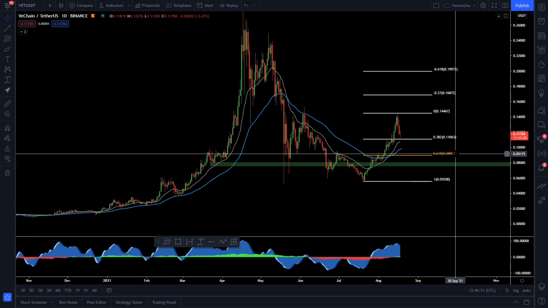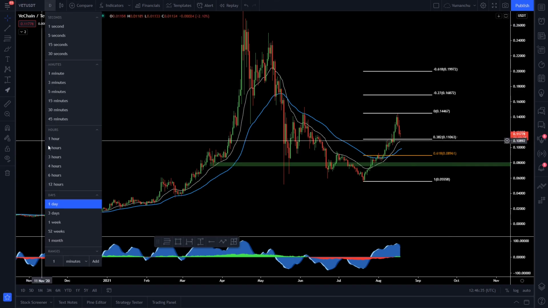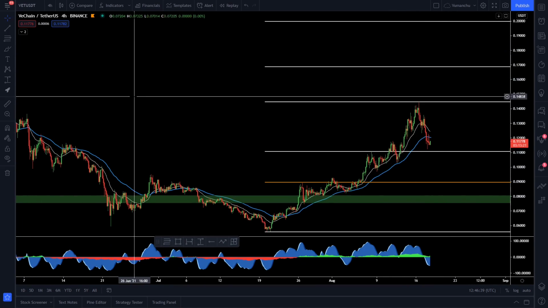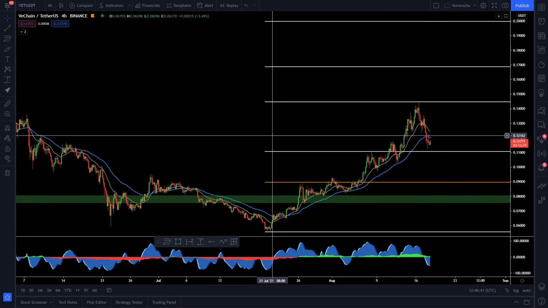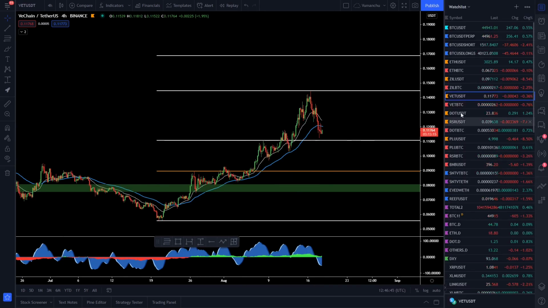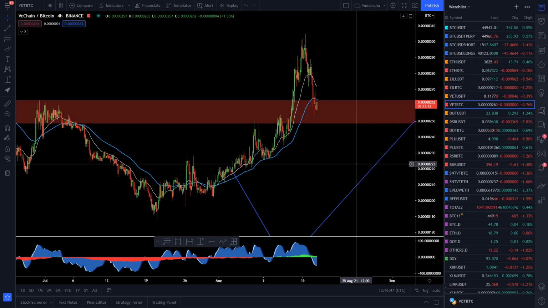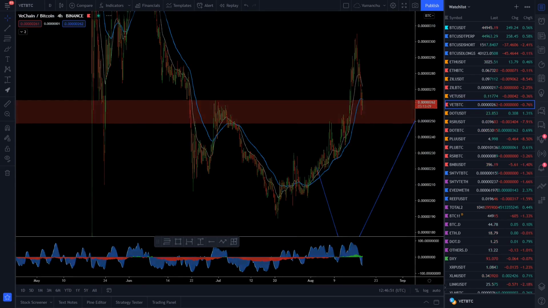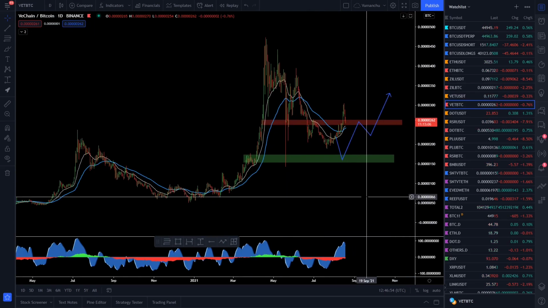I'm not going to look at any other time frames other than daily, really. If you're looking at a 4 hour, it's looking quite bearish. We've had a nice roll over top there, and the same for the hourly. So I'm not going to go too in depth into time frames there. We'll just take a look at the BTC pair, which is currently priced at 262 Satoshi.